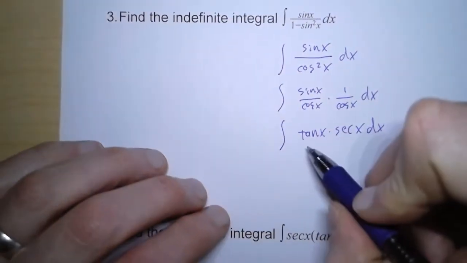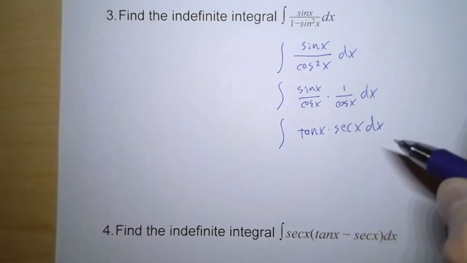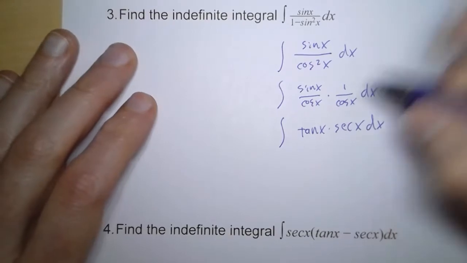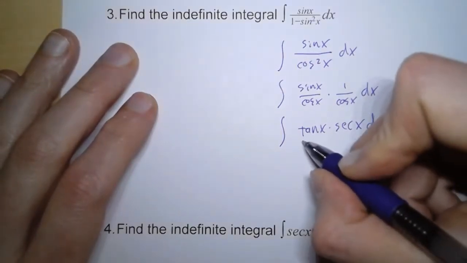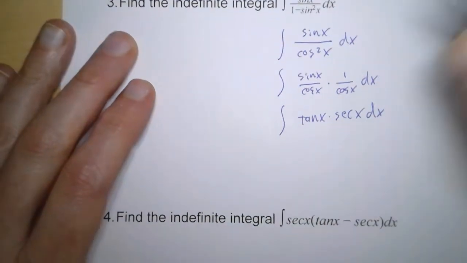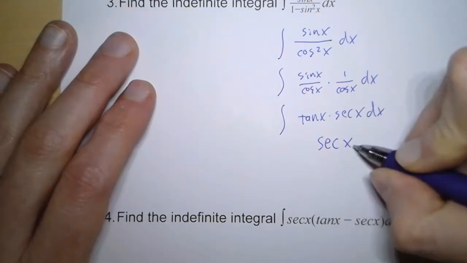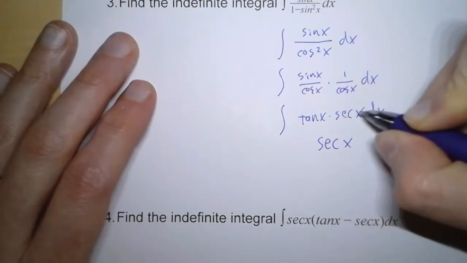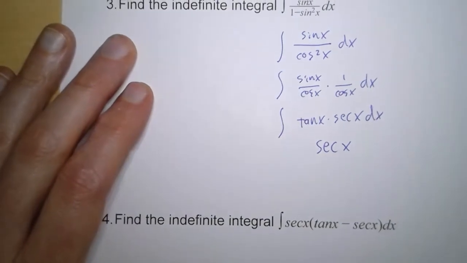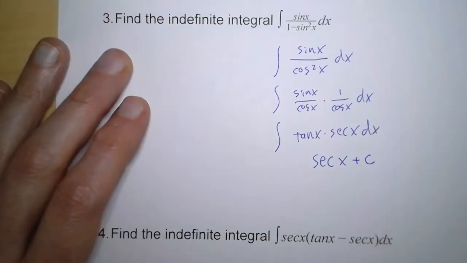And so what produces a derivative of tangent or secant? Well, there is no one function that produces tangent as a derivative or secant as its derivative. But there is one trig function that produces tangent times secant as its derivative, and that's going to be secant of x. So if we were to take this derivative, we would end up with this expression, tangent of x times secant of x. But as before, we can't forget, it's going to be secant of x plus c.